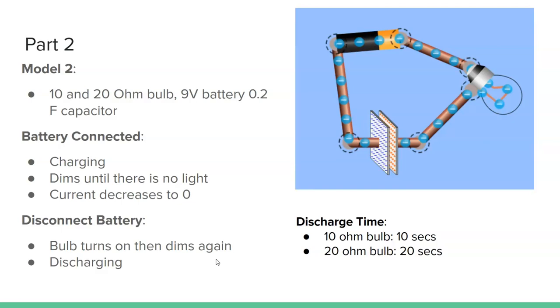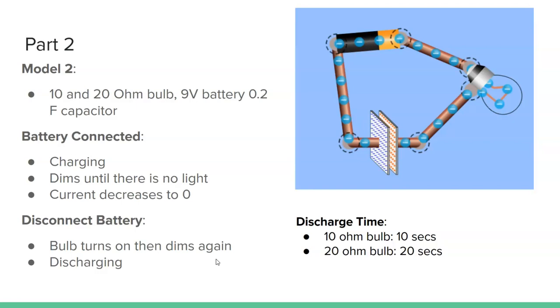So for part 2, the model was using a 10 and then a 20 ohm bulb, a 9 volt battery, and a 0.2 Farad capacitor. When the battery is still connected in the circuit, the capacitor is charging, and then the light dims until there is no light, and when there is no light, the current decreases to 0.